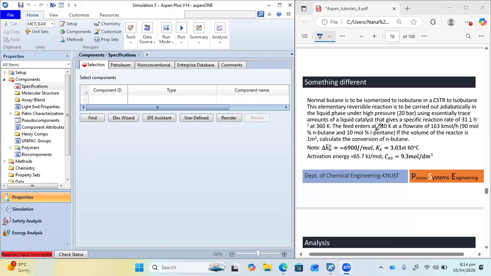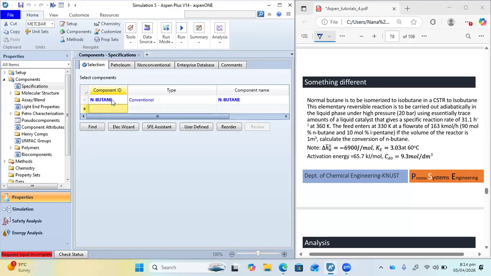The feed enters at 330 Kelvin at a flow rate of 163 kilomole per hour. For the composition of the feed, 90 mole percent N-butane, 10 mole percent I-pentane. If the volume of the reactor is 1 meter cube, calculate the conversion of N-butane, and we're given some parameters. So let's start with our components. We have N-butane, we have I-butane, so our reactants and our products.